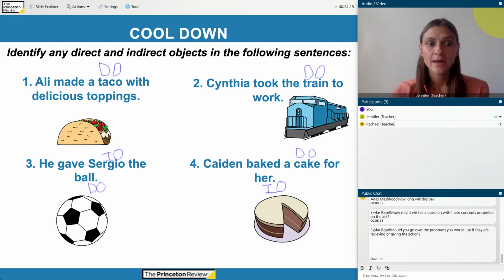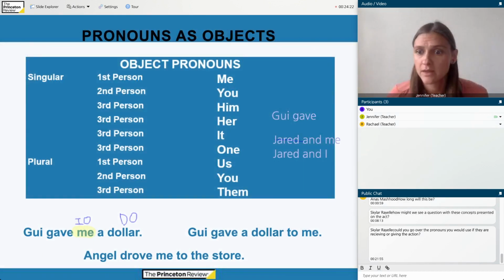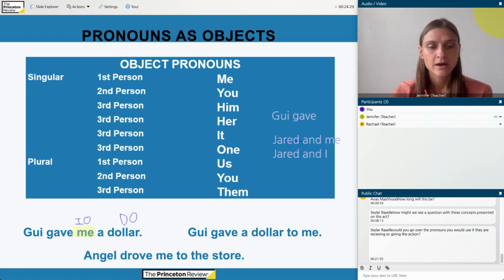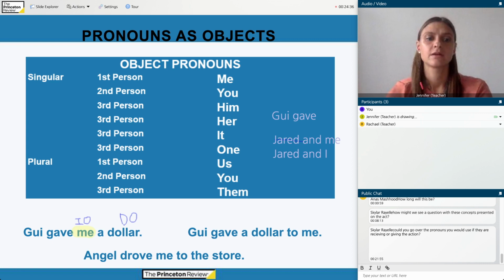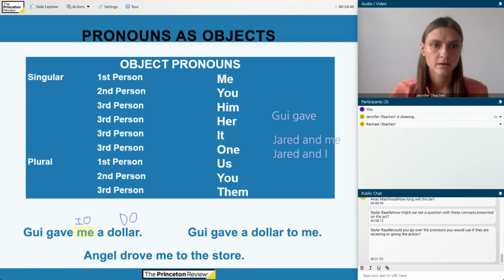All right, so I'm going to go back to those pronouns and receiving or giving the action. So let me clear myself a little space here so you can see the list, and I just need to draw a little box over our other examples.